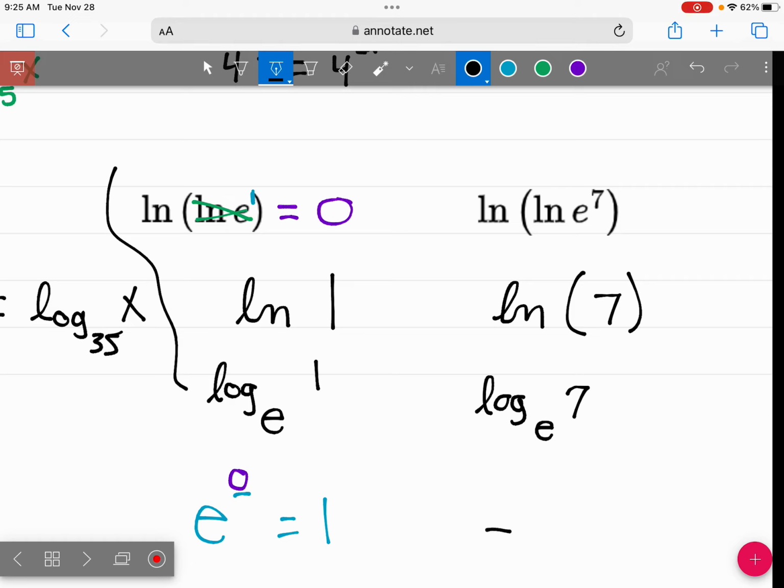And we want to know e to the what equals 7. Is that something we know? No. That's our answer. So it's good to check, but I do not know e to the what equals 7. In fact, very rarely is e going to equal a whole number except for 0.